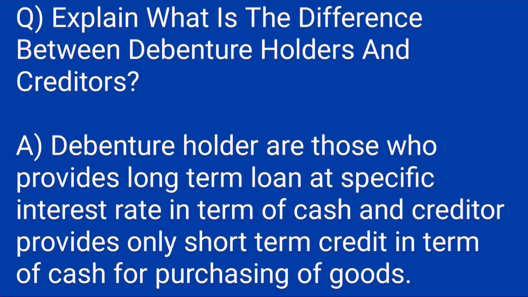Explain the difference between debenture holders and creditors. Debenture holders are those who provide a long-term loan at a specific interest rate in terms of cash, and creditors provide only short-term credit in terms of cash for purchasing goods.